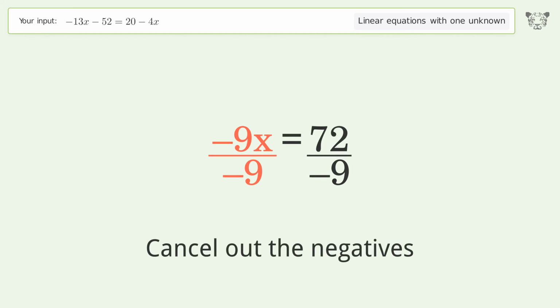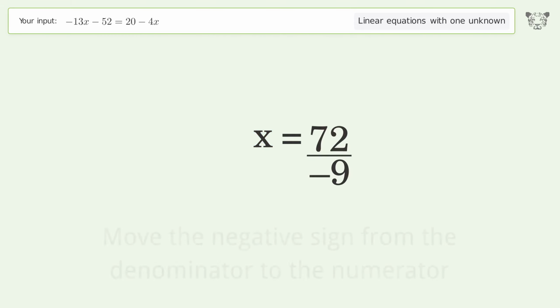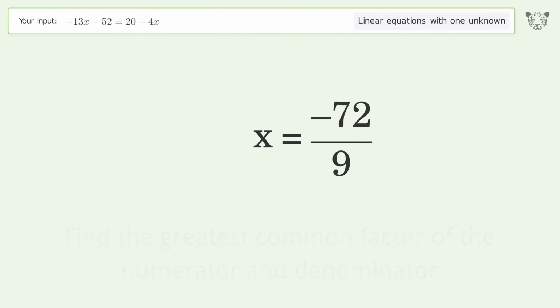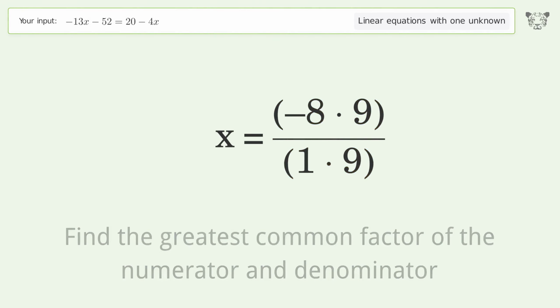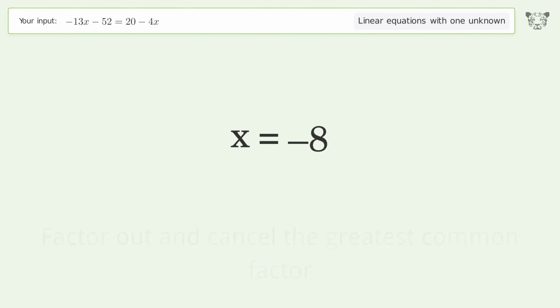Cancel out the negatives. Simplify the fraction. Move the negative sign from the denominator to the numerator. Find the greatest common factor of the numerator and denominator. Factor out and cancel the greatest common factor. And so the final result is x equals negative 8.